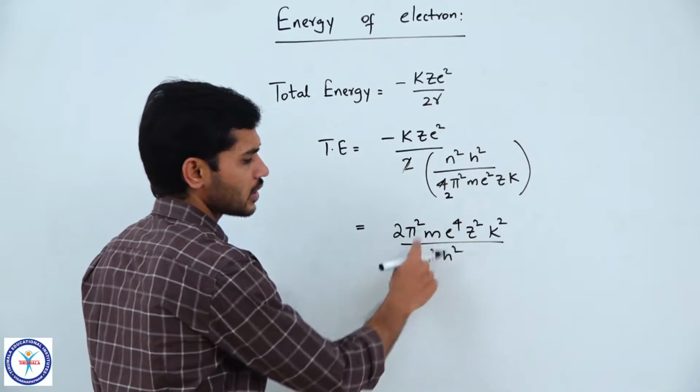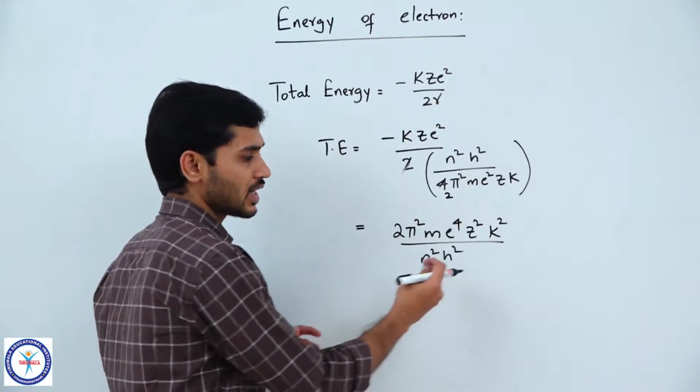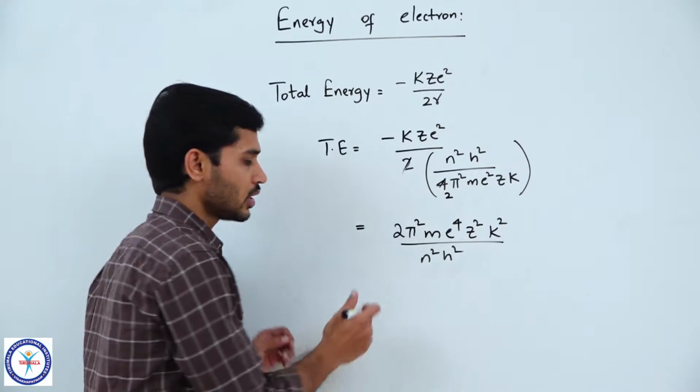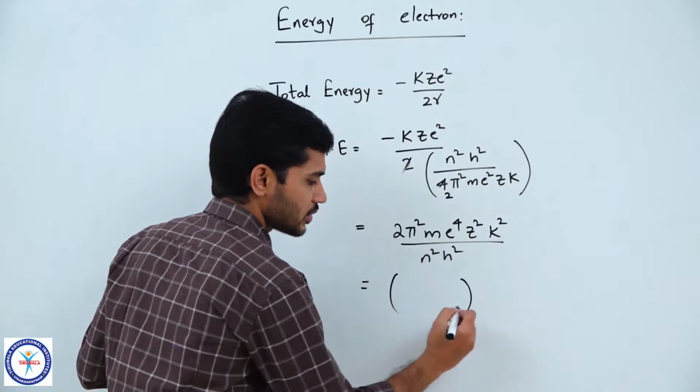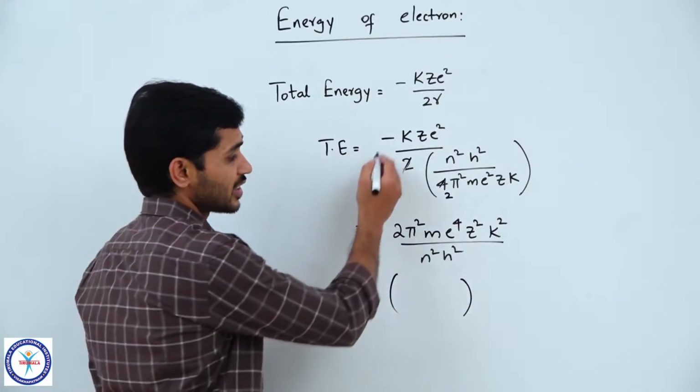Now here, if I separate out all the constants and bring Z and n separately, I would be getting a constant, and there is a negative sign.